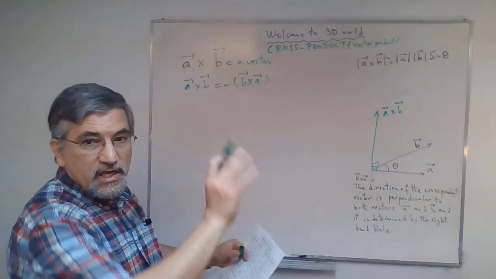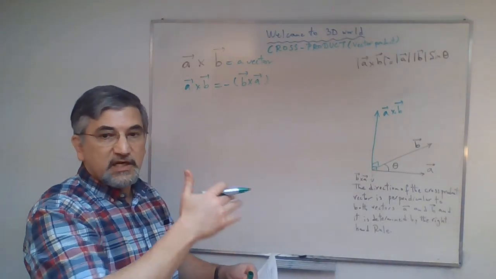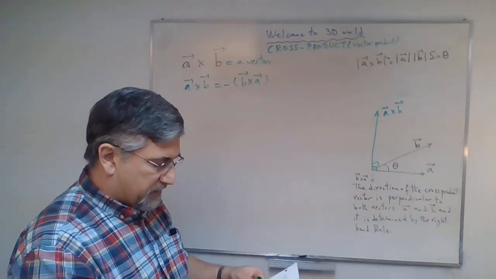So you can't interchange them. You know that A dot B is the same as B dot A. But in case of cross product, A cross B is not the same as B cross A.